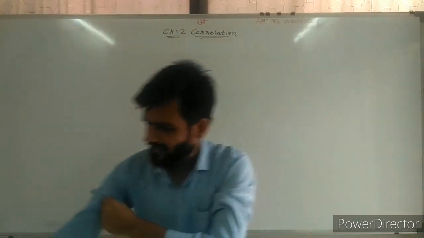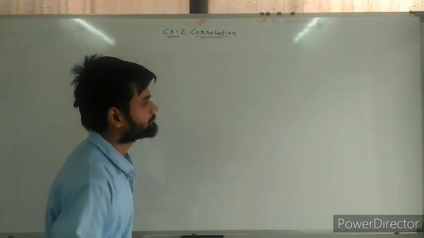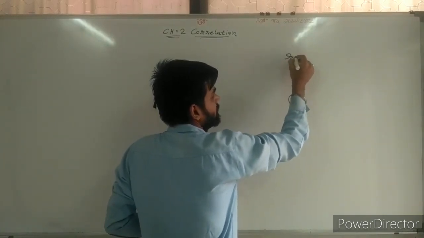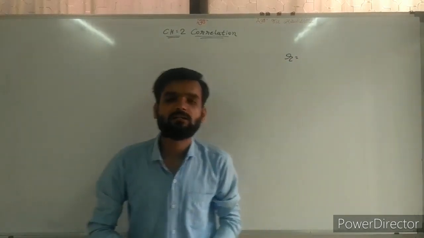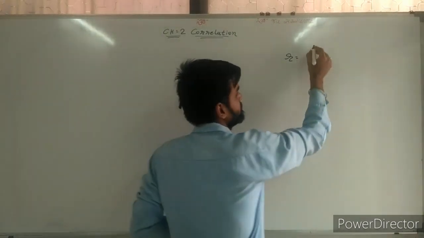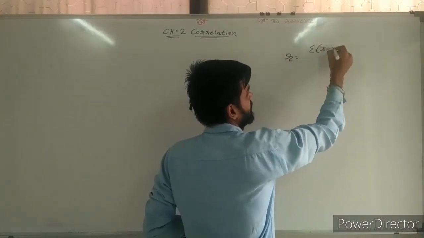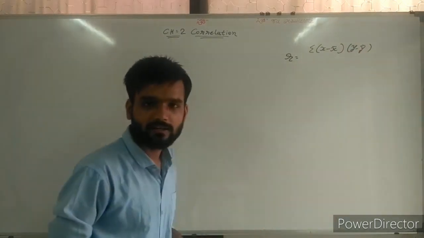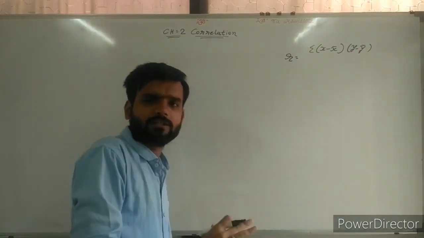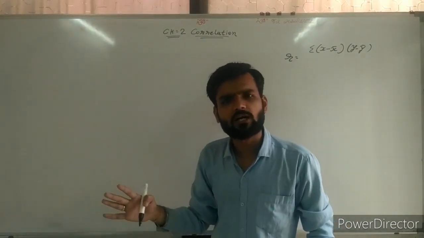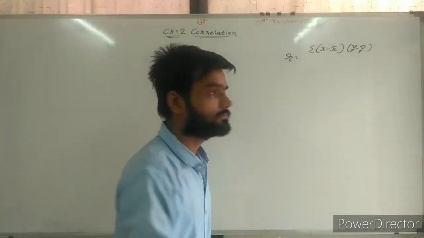So I am writing the formulas. See please. First, Karl Pearson's formula: r is equal to sigma (x minus x bar)(y minus y bar). This formula you know already, but on this basis we are making the new short sums formula. That is a very important thing.